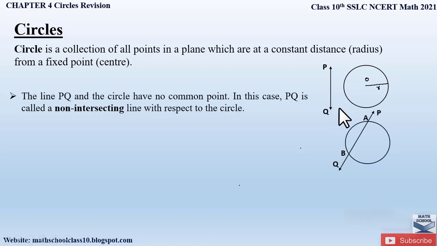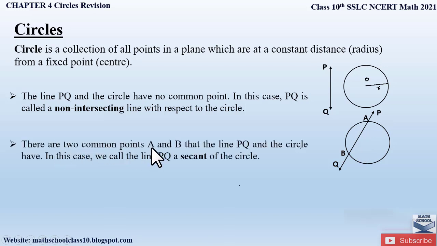The second case can be this line PQ which is intersecting the circle. So what is this line PQ called? In this condition, there are two common points, point A and point B, that the line PQ and the circle have. In this case, we will call this line PQ a secant of the circle.